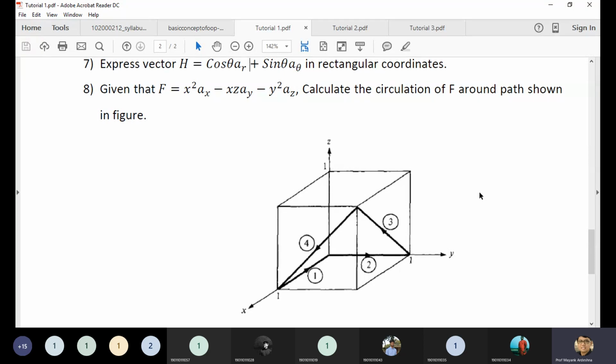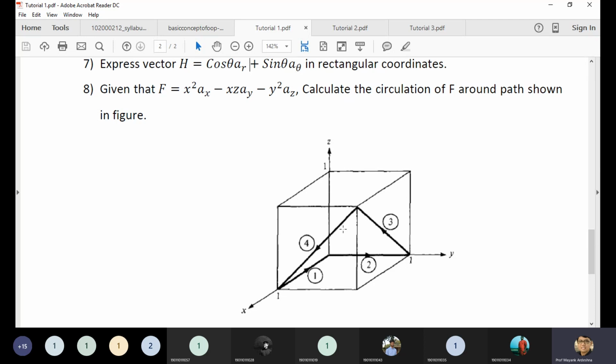Closed loop integral of F dot dl. F is already given, and dl you have to find according to the path they are following. For path 1, you can see it is in the -x direction, which means it is opposite to the direction of x. In terms of y, it is the positive y direction.